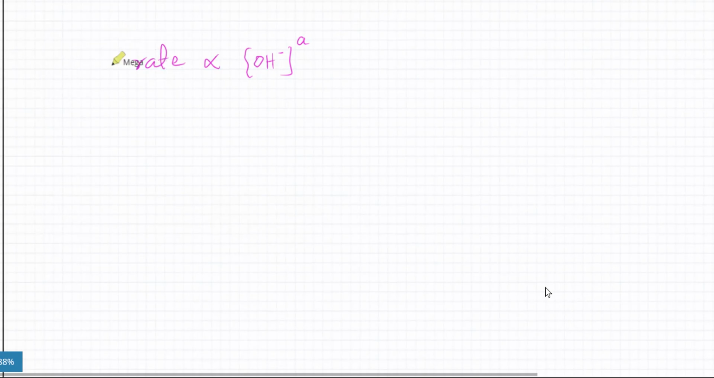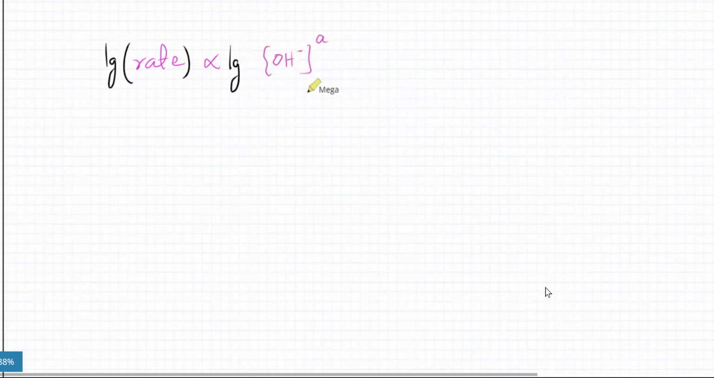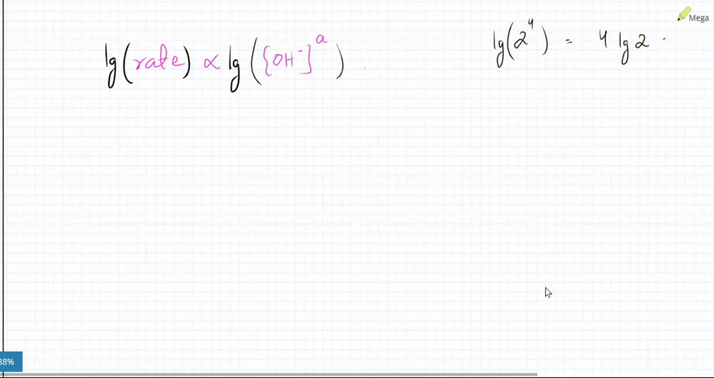Let's keep the proportionality sign for now. If I take log on both sides, what log does is that the power becomes a coefficient. This is a property of log: if you take the log of 2 to the power 4, this actually becomes 4 times log of 2. That's a property of log that you need to know. It makes sense. What log does is it expresses a value of something in the powers of 10.